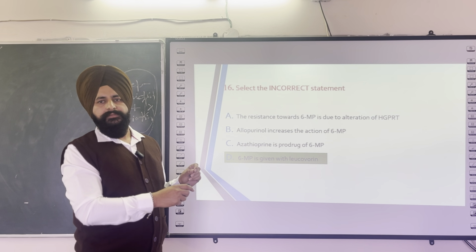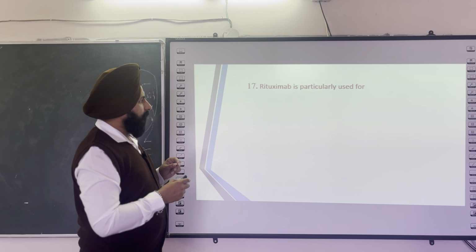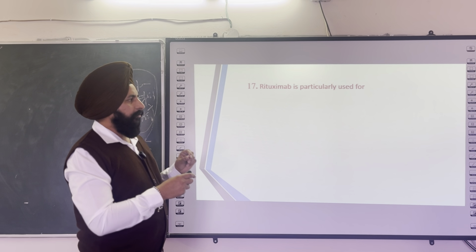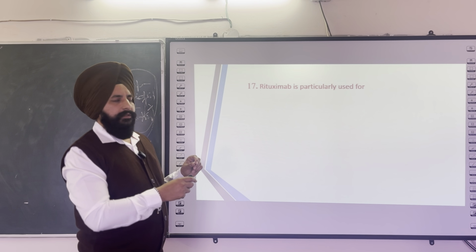The next question for this GPAT series is: rituximab is particularly used for. The options are breast cancer, prostate cancer, B-cell lymphoma, and renal tumor. You choose very fast the correct answer for this question. The correct answer is B-cell lymphoma. Rituximab, which is a type of antibody, is preferred for this type of cancer, that is, B-cell associated lymphomas. So this is the correct option for this question.